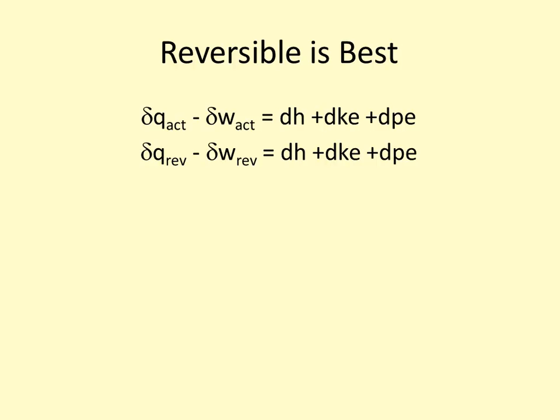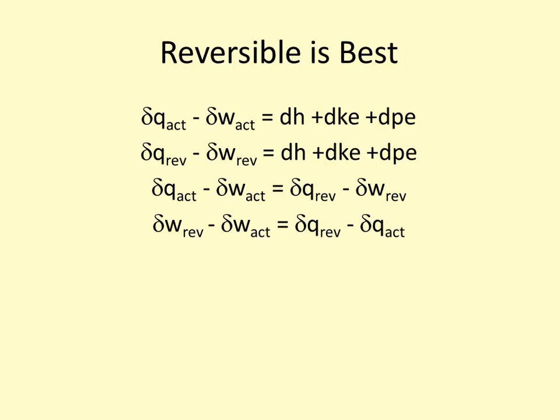Just to prove that reversible work is better than actual work, if we look at the two equations, this is just the energy balance. The top one is the actual case, and the bottom one is the reversible case. So two almost identical equations. One is reversible, one is actual. We can rearrange, because they're both equal to the same thing, dH plus dKE plus dPE, so we can set one equal to the other: the actual equal to the reversible case.